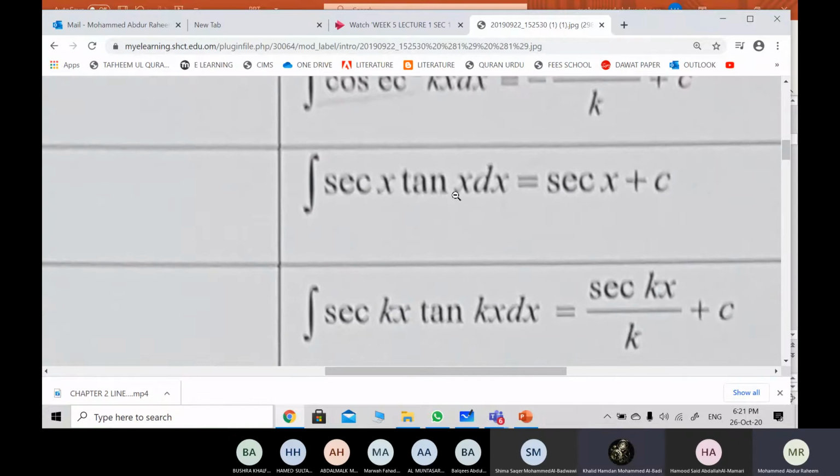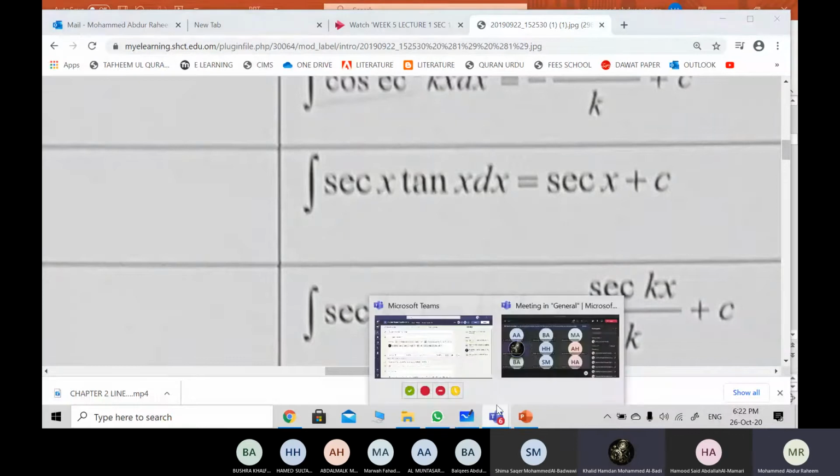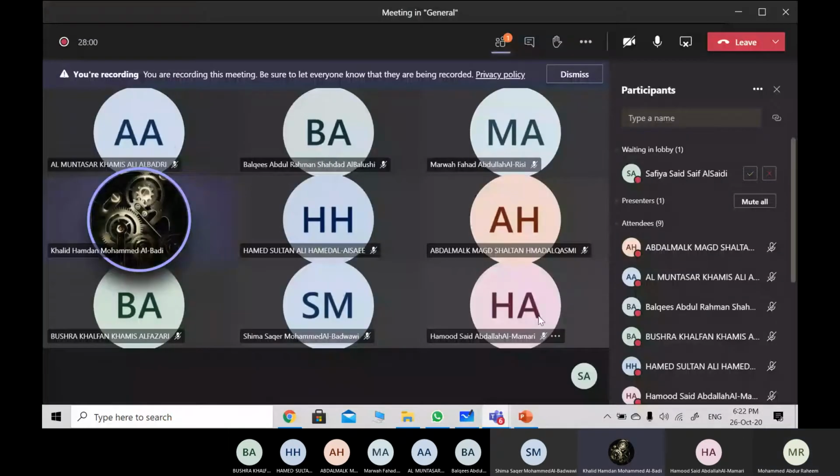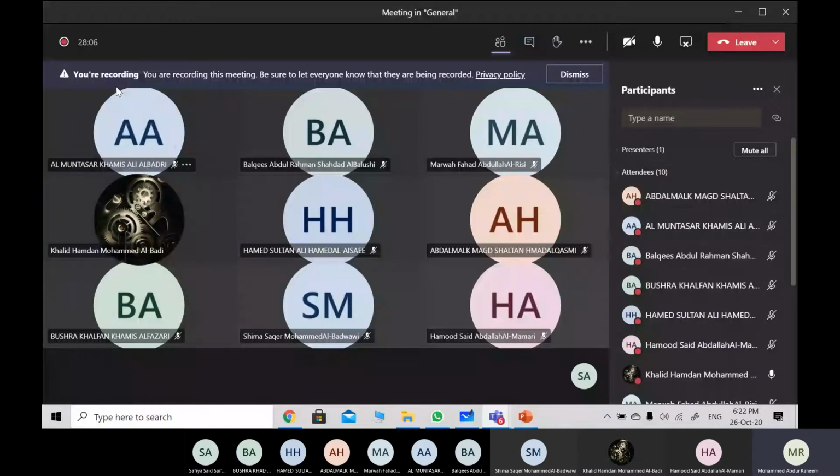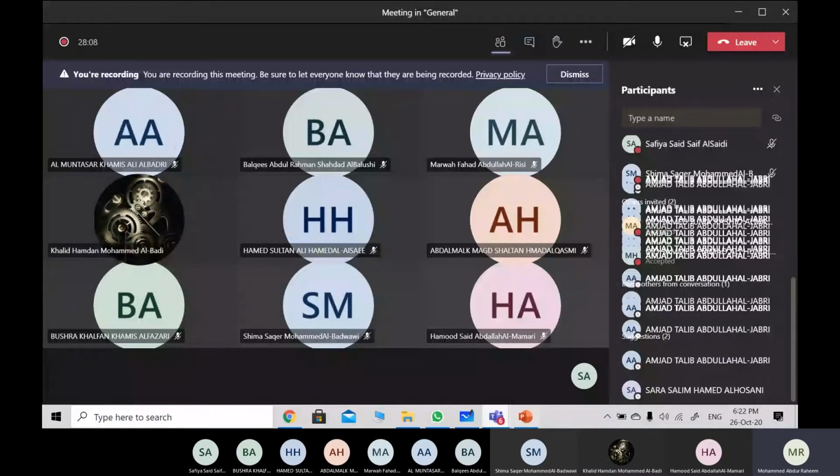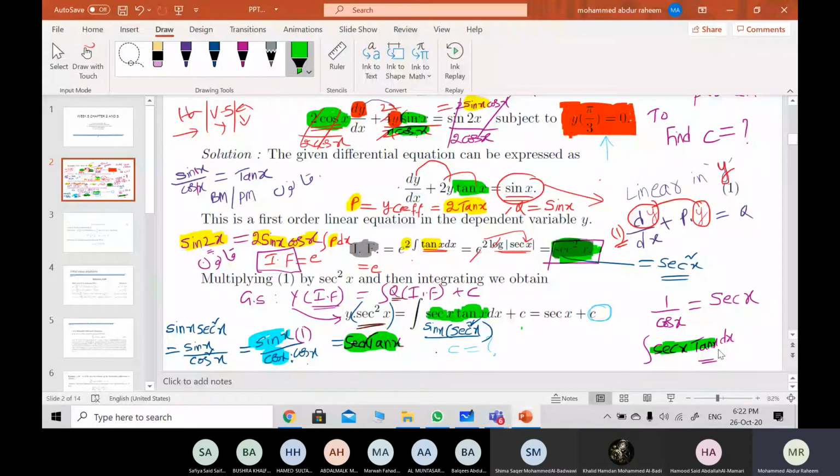Sec x plus c. So please read this and store it in your mind. At least say it inside. It is the same, but we delete tan and add plus c. Now integral of secant x tan x is secant x. If you want to remember, sec x plus c. So simply this will be sec x.